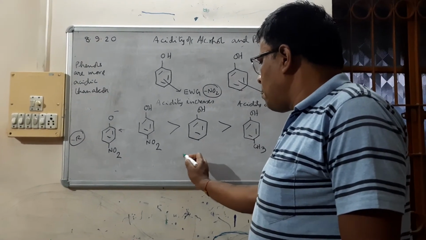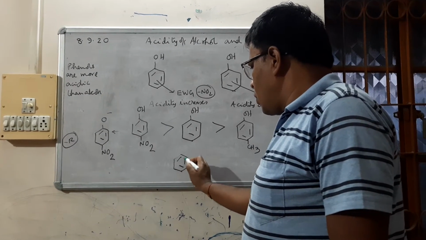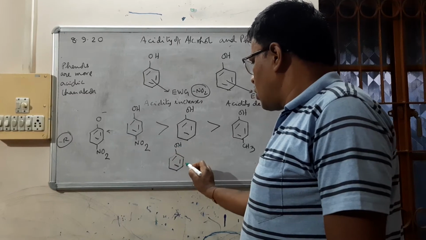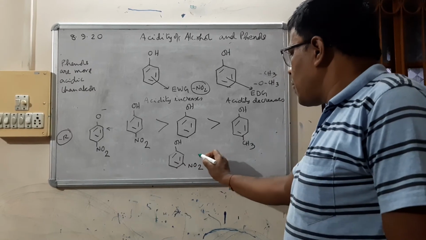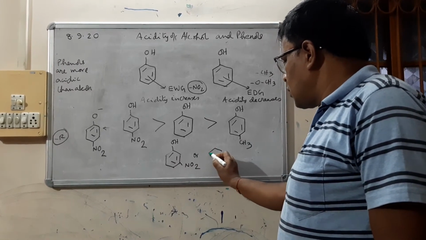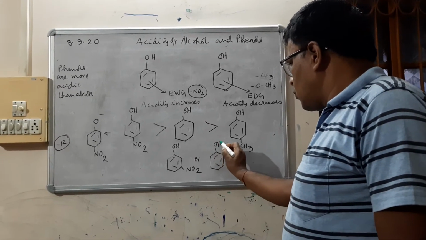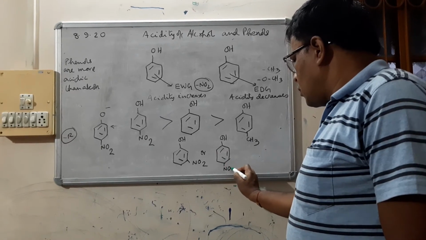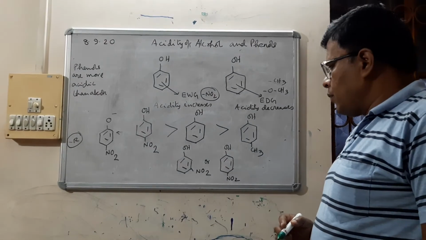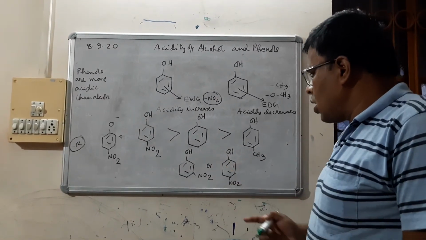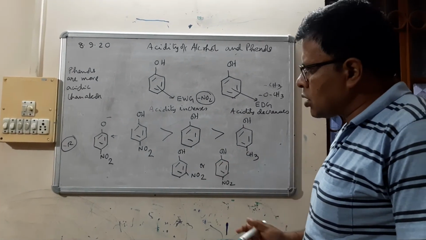Okay, now suppose you are asked a question between these two compounds. This is metanitrophenol and this one is para-nitrophenol. Which one will be more acidic? Why is this a question? Because here also there is one NO2, here also there is one NO2, just the positions are different.